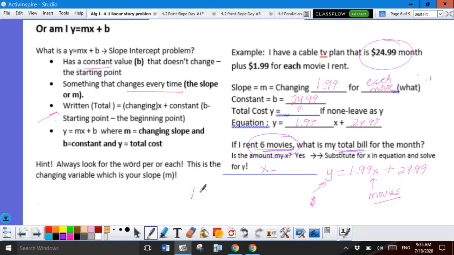Okay? So 1.99 times my 6 plus what I have to pay no matter what. Take a minute and see if you can figure out what my total cost is. Hopefully you came up with $36.93, and that is my total bill if I watch or rent 6 movies.